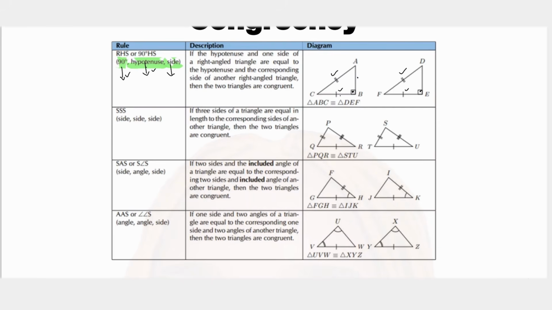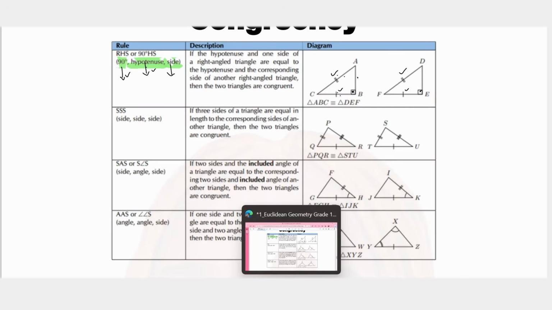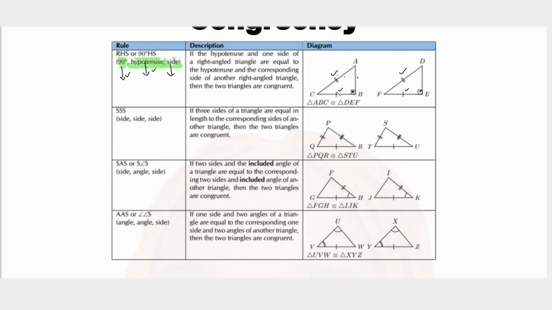And therefore, you can say that the two triangles are congruent. And the reason is 90 degrees because you proved it, hypotenuse because we proved it, and a side. That is why it's RHS, or 90 degrees, hypotenuse and a side. I hope that made sense. After saying that these two triangles are equal to each other, you're going to say your reason is RHS. So this part, the rules, is also the reason when you're done proving.